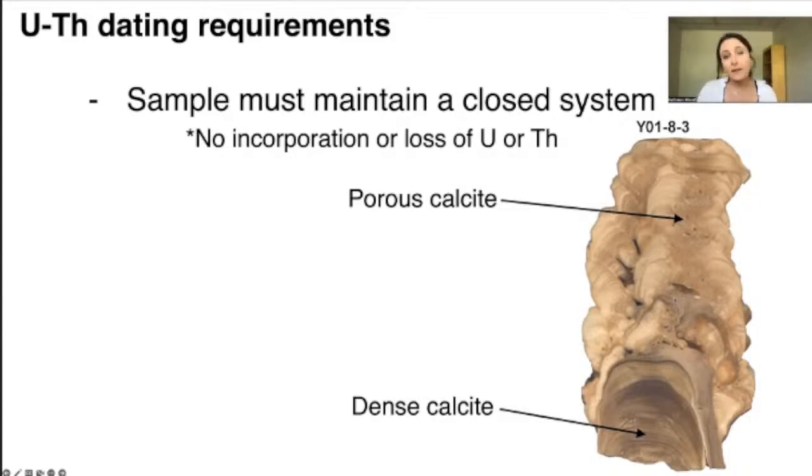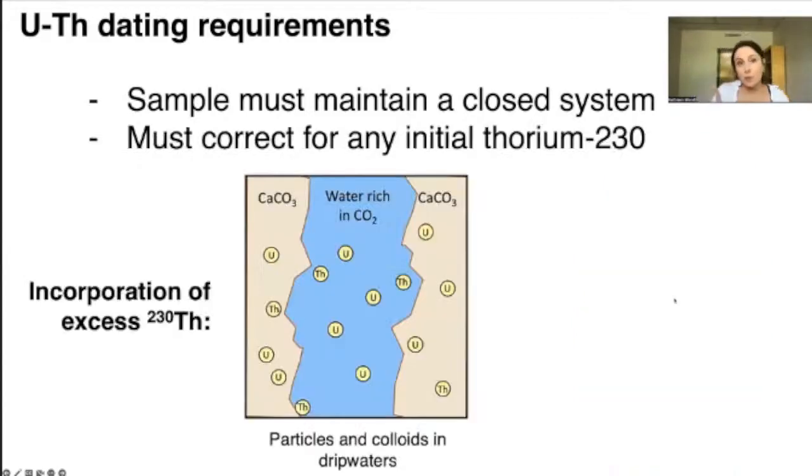It's not a guaranteed test, but it's something to look out for before you start drilling. Another requirement, a very important requirement, is that the equation assumes that there is no initial thorium. If there is initial thorium, especially initial thorium-230, we need to correct for it.